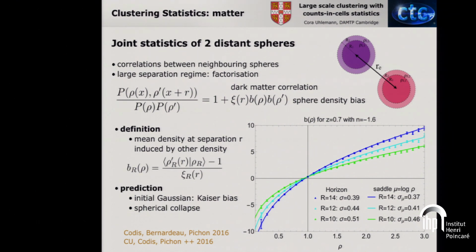And it's quite nice because, again, we can predict those statistics, so those correlations, from Gaussian initial conditions. So we basically use the result for Kaiser bias. And then we combine it with the spherical collapse to map to this non-Gaussian distribution. And again, it's quite accurate against the simulations.